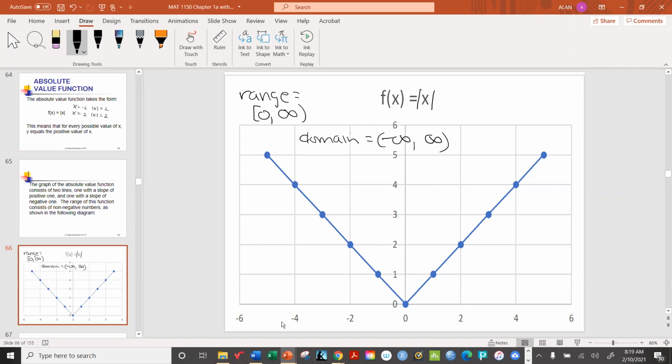To the positive, or actually I shouldn't say positive. These are the so-called non-negative numbers. And all that means is that they're all either positive or 0. So non-negative simply means all the numbers that are either positive or 0. So the range of this function is what we call the non-negative numbers. Pretty interesting.